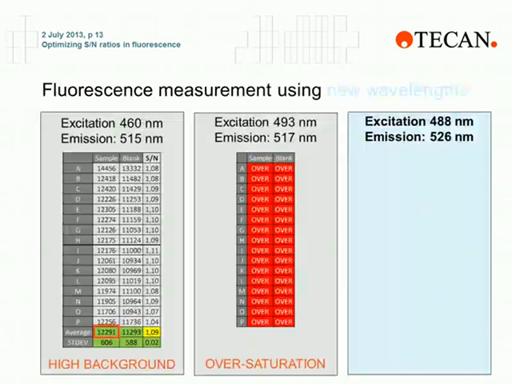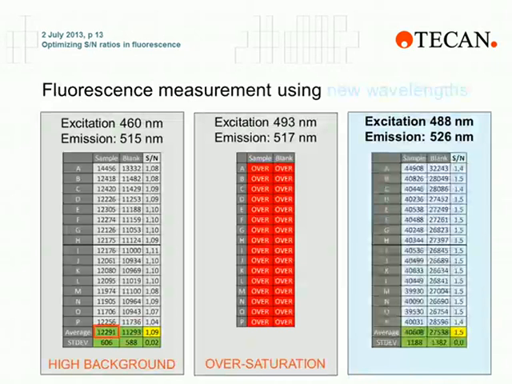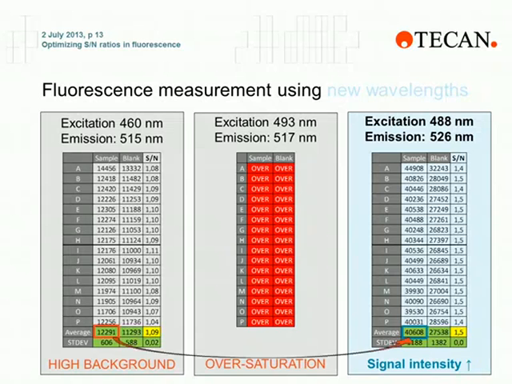Performing now a fluorescence measurement using our new wavelengths, we find that we not only have a higher total signal, but also a comparably reduced background, which yields a signal-to-noise ratio of 1.5. But since the background is still comparably high, we have to look into reasons for the high background.